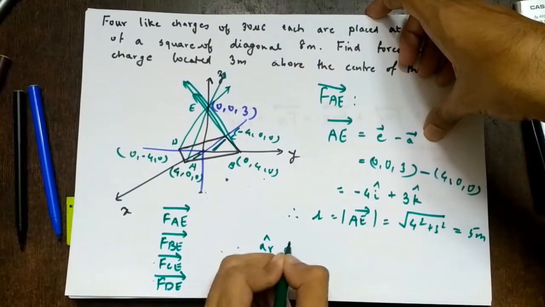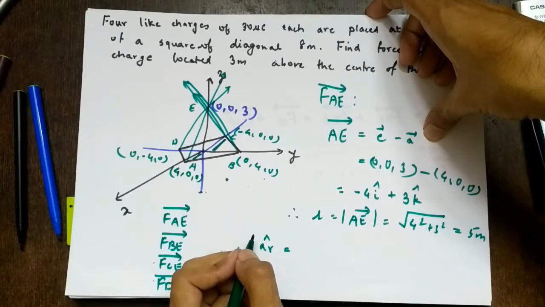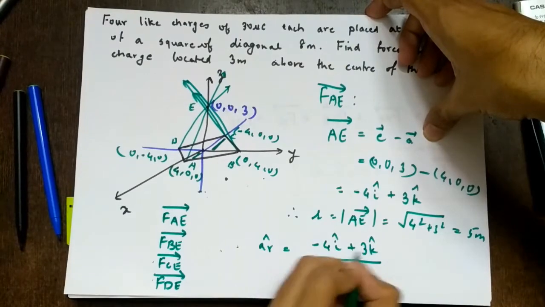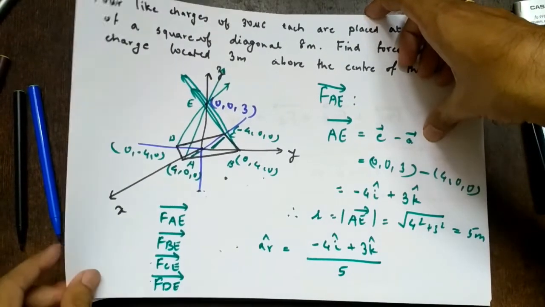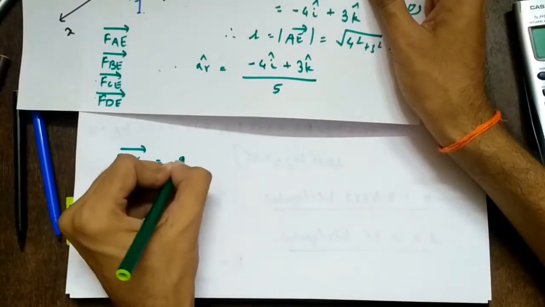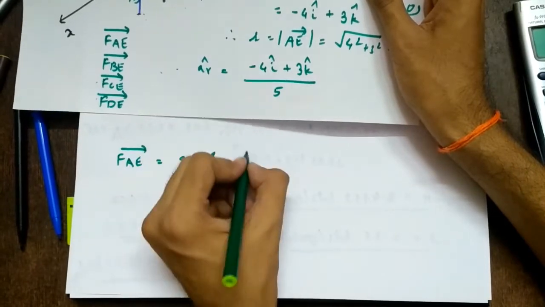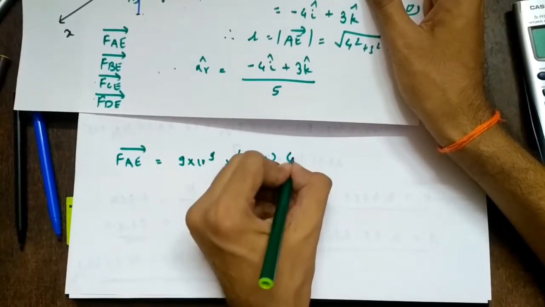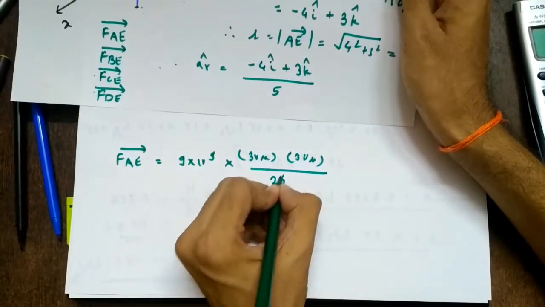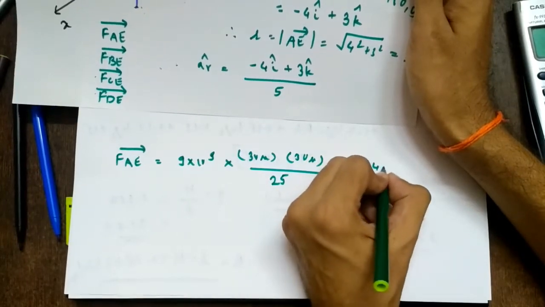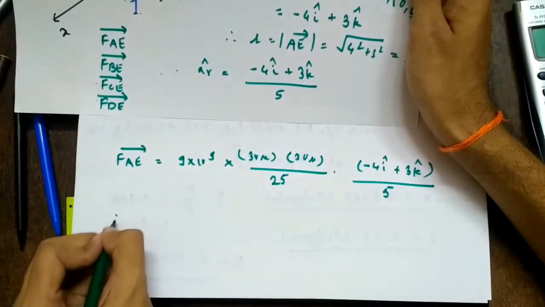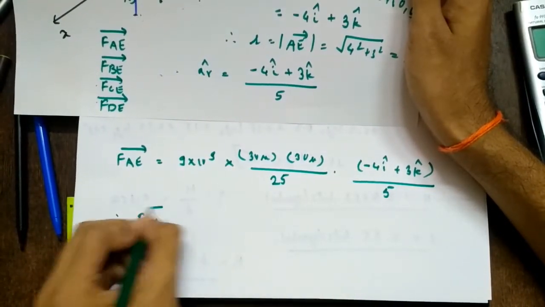And what will be the AE r cap? It will be minus 4 i cap plus 3 k cap upon the magnitude, which is 5. So F_AE vector equals k, which is 9 into 10 raised to 9, times Q1 Q2, both charges are equal, so 30 micro into 30 micro, upon r squared. r squared will be 25 here since r is 5, into r cap, so minus 4 i cap plus 3 k cap upon 5. So we can find the F_AE vector.